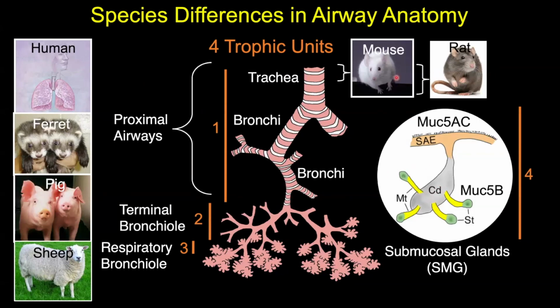However, in mouse and rats, submucosal glands are located only within the proximal trachea of mice and throughout the trachea of rats. I'm going to be discussing today the importance of pulmonary ionocytes as well as submucosal glands and potential connections between these 2 structures and cell types that are important for mucociliary clearance.